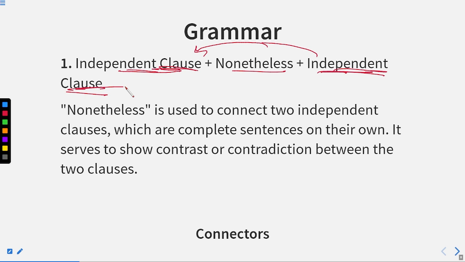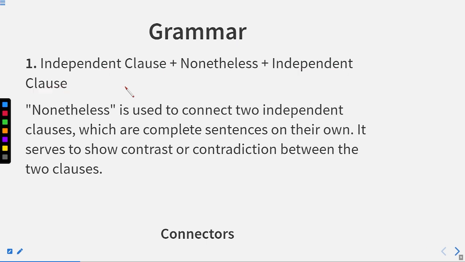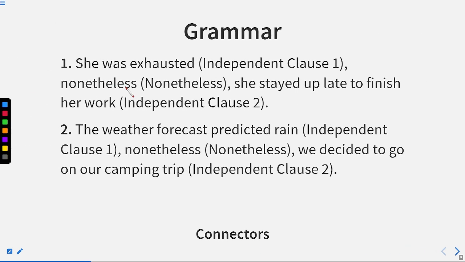Now these are two independent clauses, but they are connected because of nonetheless, and they are showing contrast with each other. She was exhausted. This is one independent clause. Nonetheless, she stayed up late to finish her work. This is independent clause two. So, she was exhausted means she was very tired, extremely tired. Yet, what she did? Her work.